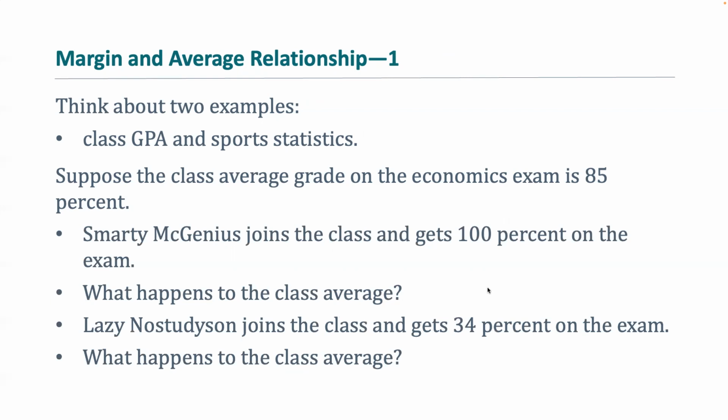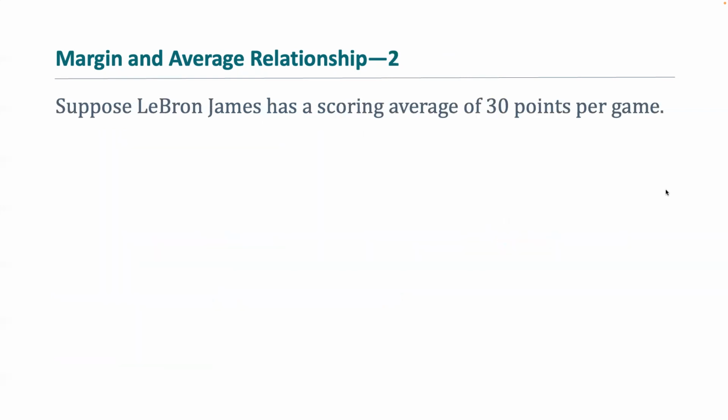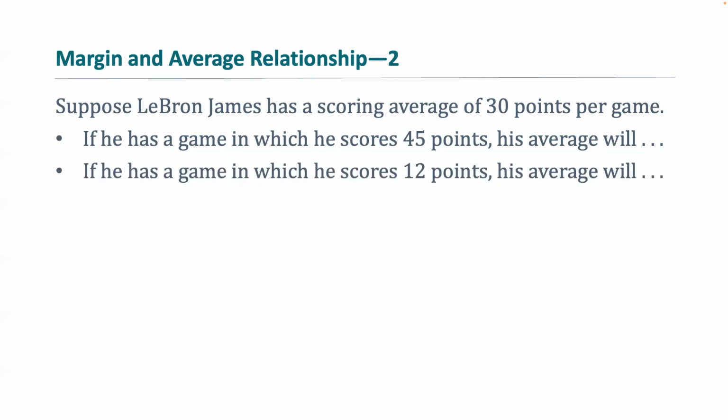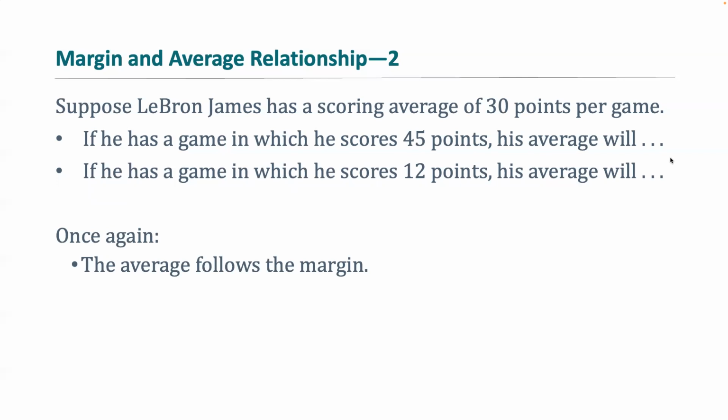Now, Lazy No Studdyson joins the class and gets a 34. What happens to the class average then? Well, in that case, it's actually going to go down, because that lower score is going to bring down the overall class scores. Now, suppose that LeBron James has a scoring average of 30 points per game. If he has a game that he scores 45 points, that average is going to go up. And if he has a game that he scores only 12 points, the average is going to go down. Once again, that average follows the margin, which is something that we want to keep in mind for all of these different examples and scenarios.